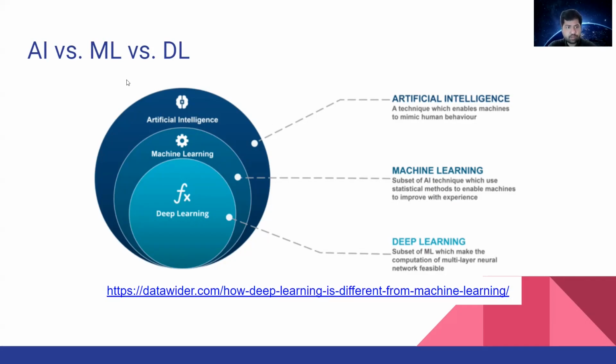Next is the difference between artificial intelligence, machine learning, and deep learning. This is the most common question I usually get asked. The general idea is that artificial intelligence is the class of algorithms that enable machines to mimic human behavior. So any algorithm that tries to mimic the behavior of a human being comes under the category of artificial intelligence.